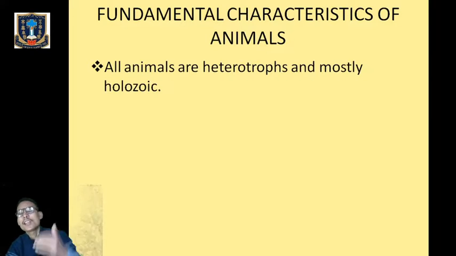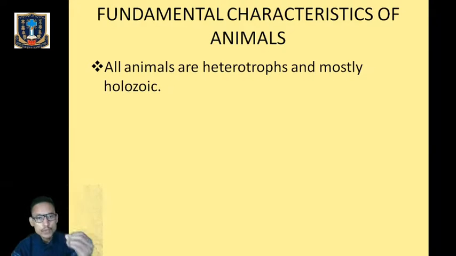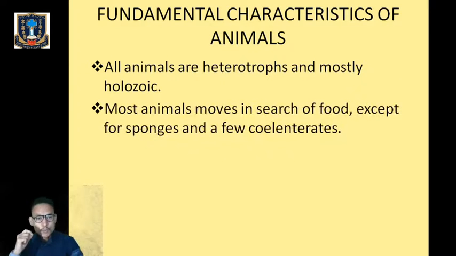So we are heterotrophs, and we have got a holozoic mode of nutrition. That means we ingest the food particles, may it be plant or animal or other part. So we have got a holozoic mode of nutrition, and mainly we ingest solid or liquid food particles. Next character, we can say that most animals move in search of food from one place to another place. That means they show locomotion. They can move from one place to another place.